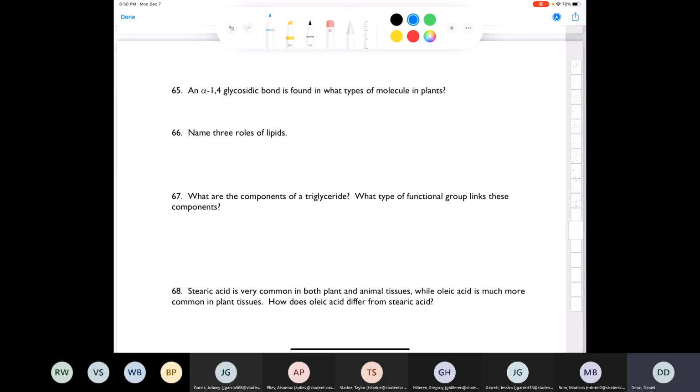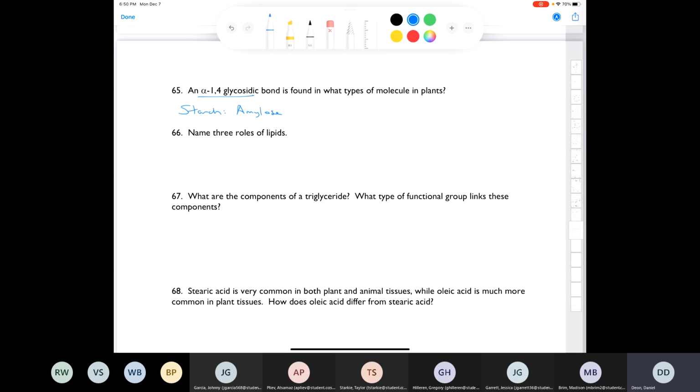An alpha-1,4 glycosidic bond is found in what types of molecule in plants? And the answer is that type of bond is found in a starch, specifically amylose. It's also found in amylopectin. The amylopectin has branching too.